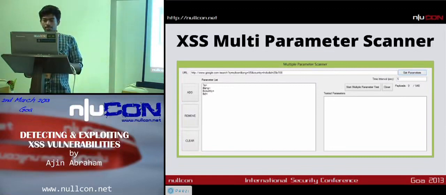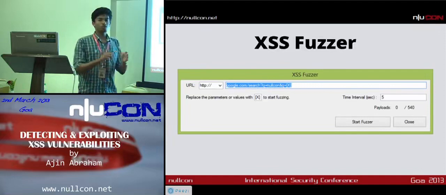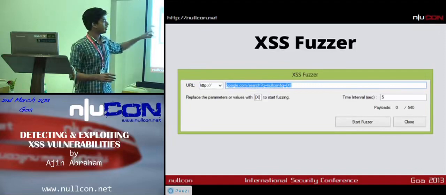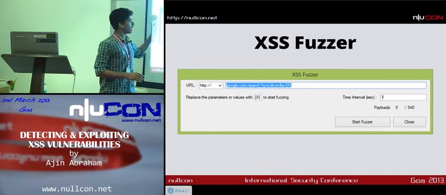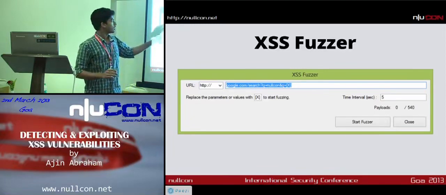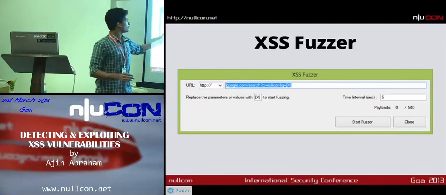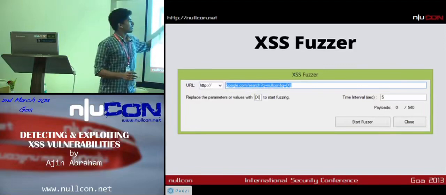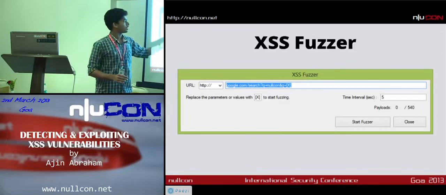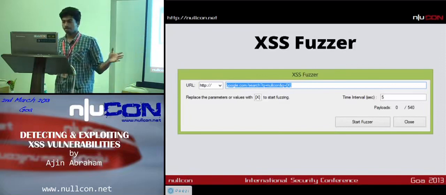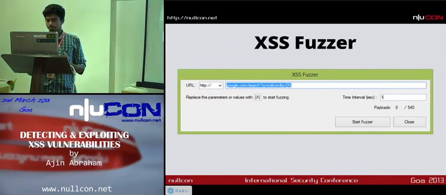So that's about the multi-parameter scanner, and this is the fuzzer. Suppose you want to fuzz around with the parameters, this will be a great benefit for you, because you can fuzz almost any part of a particular URL. Suppose you want to detect some HTTP parameter pollution or something like that. All you have to do is replace the area you want to fuzz with an open bracket, capital X, and close bracket. You can then start fuzzing with the payloads there. So that's the XSS fuzzer.